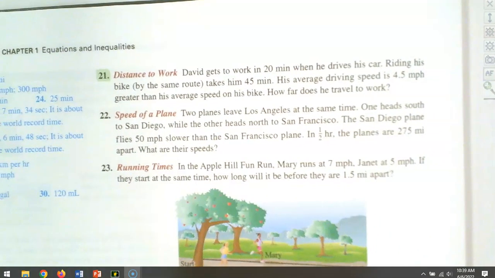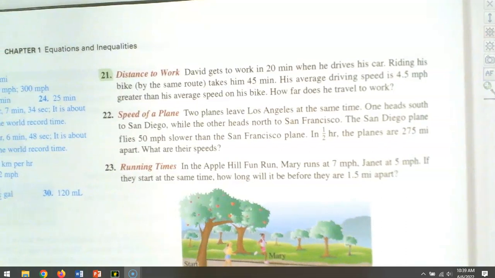This is on page 120. We're going to look at question 23, and it's a very, very simple question. This is a good one to start with. We'll do a more difficult one after this.